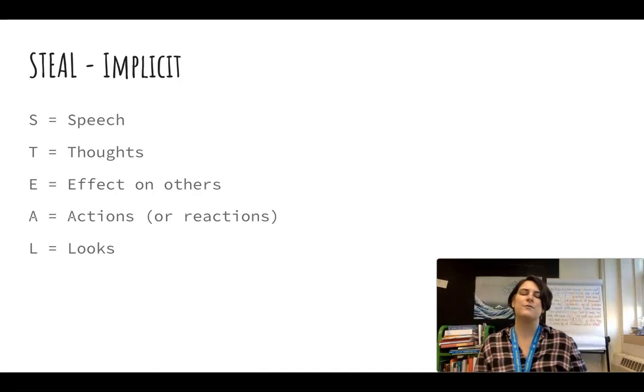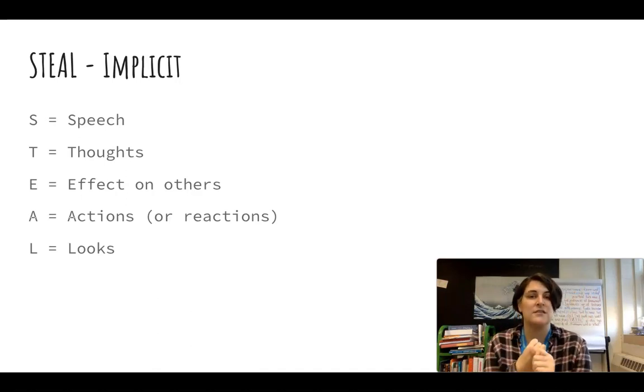So the implicit information comes from S, their speech, which is how they say things and what they say. T, their thoughts, or what they seem to be thinking if you can't actually read their thoughts. E, their effect on others. How do other people react to them? Does it match what the character is thinking about themselves? A, their actions, the things they actually do, or their reactions, or sometimes even what they choose not to do. And finally, L, their looks.